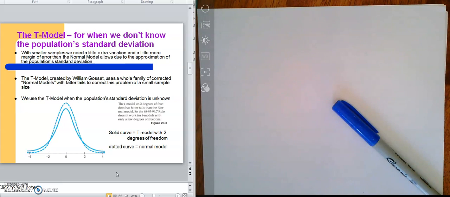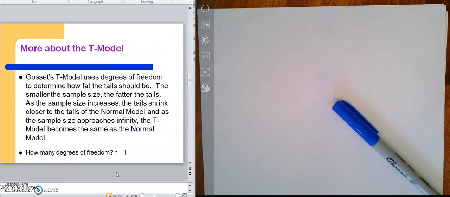The only difference between the Z model and a T model is that the T model is a little bit shorter and wider. The reason we do this: William Gossett did it. He made fatter tails for when we have small sample sizes. So anytime you just have a few samples, you need more room for error. When doing this, we will be using degrees of freedom, which is coming up.